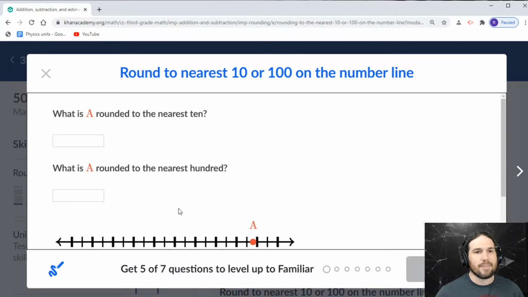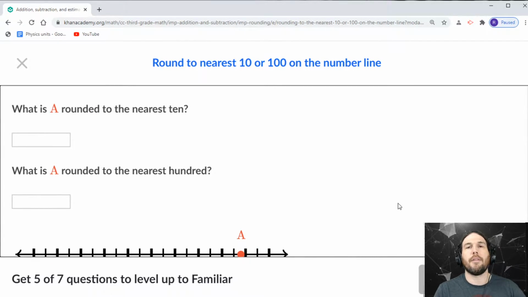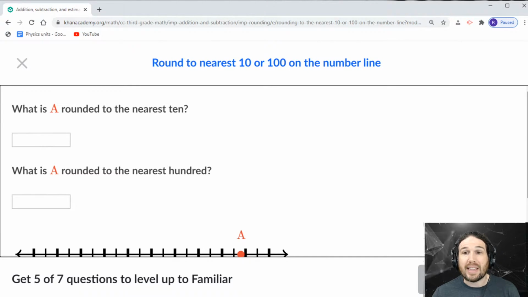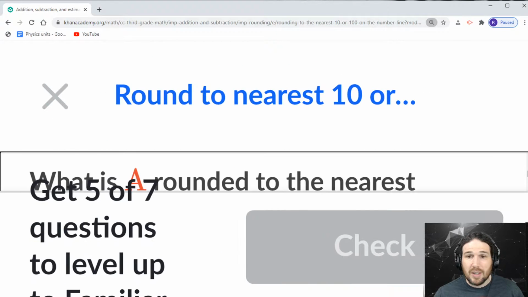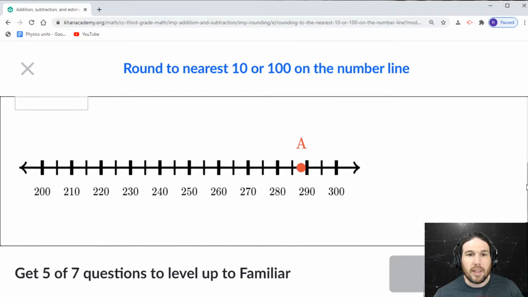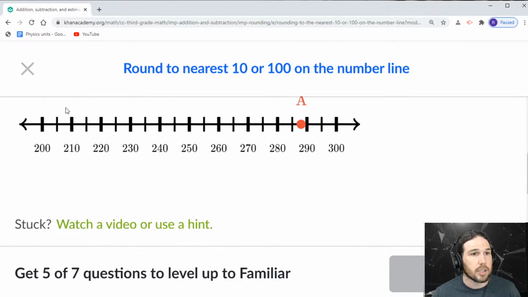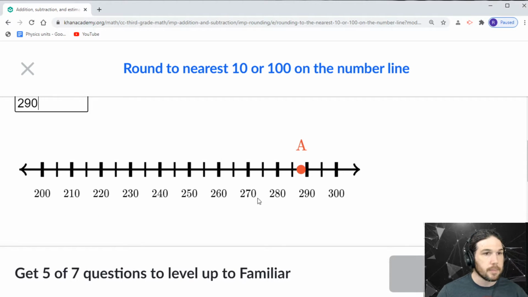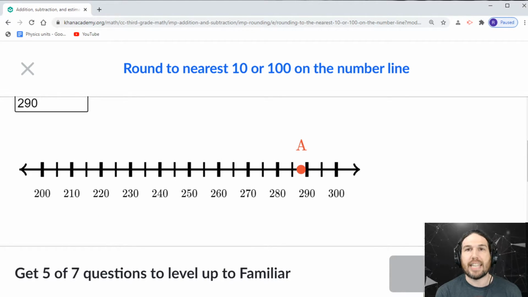And again, I really want to focus on language here. When we say the nearest 10, we literally mean the nearest 10. Look at the number line. Look at where A is at and think, where is the nearest multiple of 10? Like physically the closest. Well, that's 290, right? It's really close to 290. That is the nearest 10.